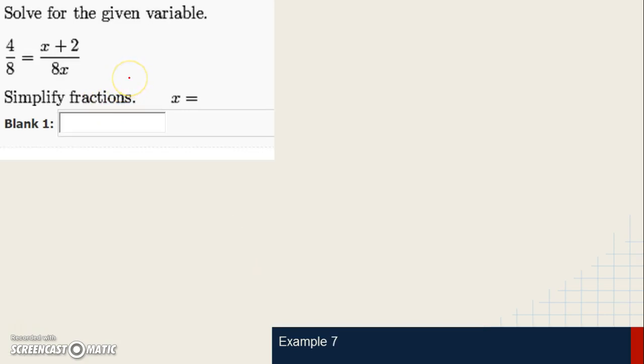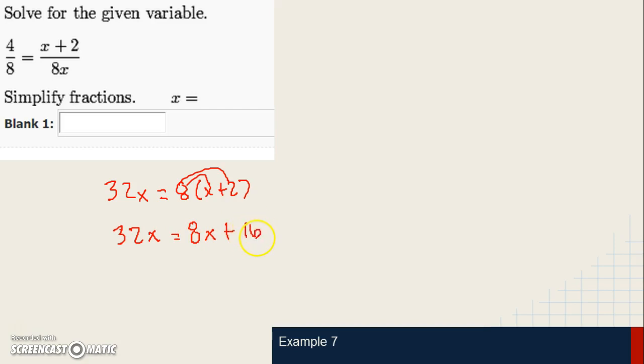Example number 7. Here we have a cross multiplication. 4 times 8x, well 4 times 8 is 32, and 32 times x is 32x equals 8 times x plus 2. I'm going to distribute, and I'm left with 32x equals 8x plus 16.